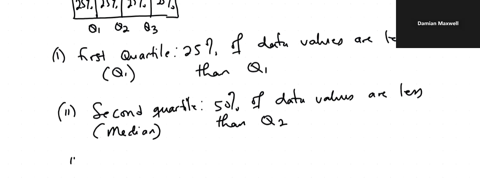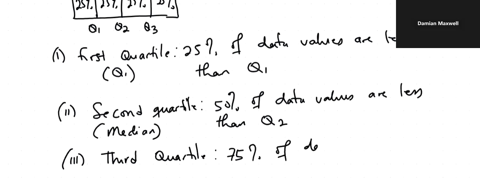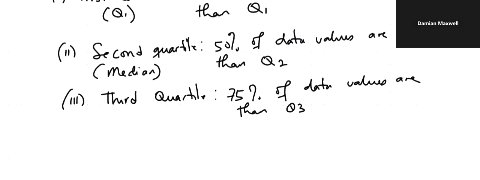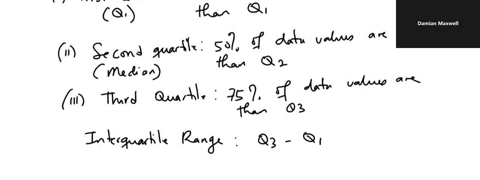And lastly, Q3, or the third quartile. How much percent would this be now? 75% of data values are less than Q3. Now, there are some terms for us to define. We have what we call the interquartile range, and the interquartile range is simply Q3 minus Q1. That is your interquartile range.